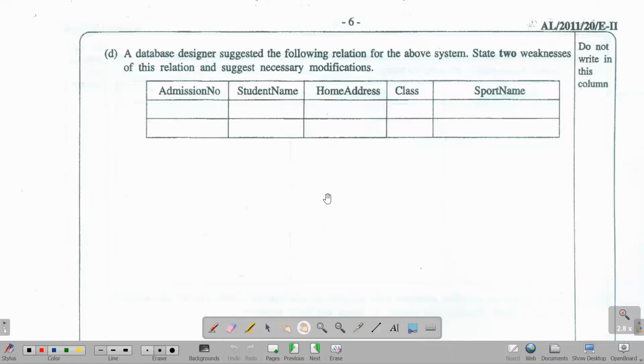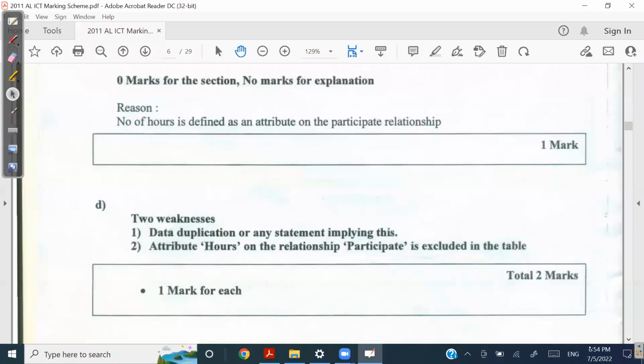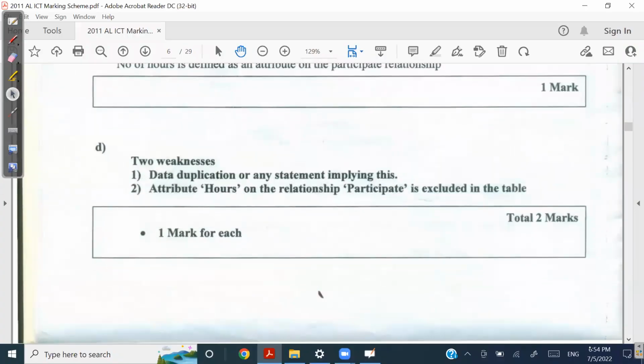And the other thing, when we store all the data in one particular table, it will cause us data duplications, data redundancies, accuracy problems. There will be many weaknesses. So you can go for any one of those. So 2 marks is given for that.